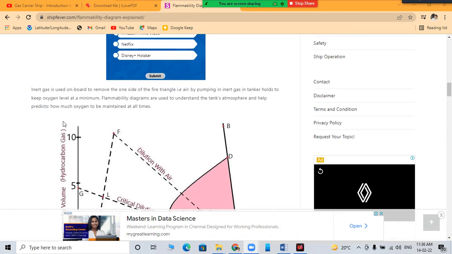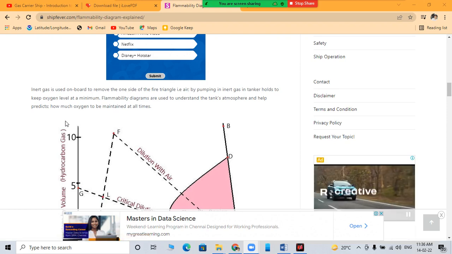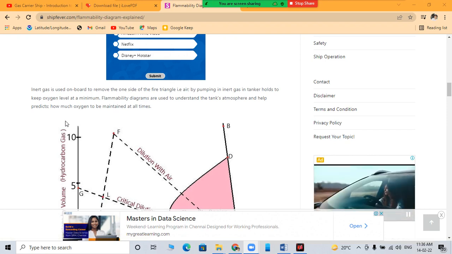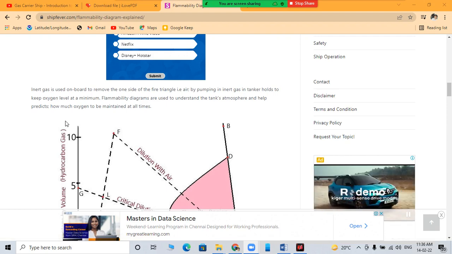What the flammability diagram basically shows is that inert gas is used on board to remove one side of the fire triangle, that is the air, by pumping inert gas into the tanker's hold to keep the oxygen level at a minimum. Flammability diagrams are used to understand the tank's atmosphere and help predict how much oxygen must be maintained at all times.